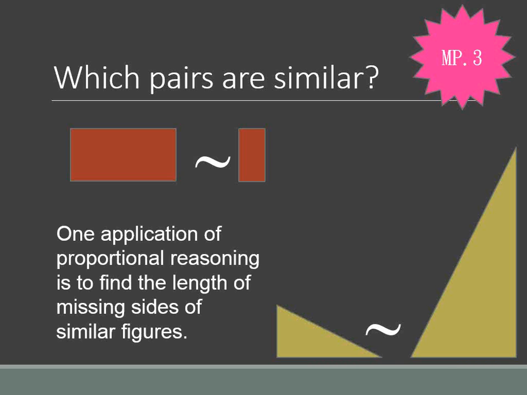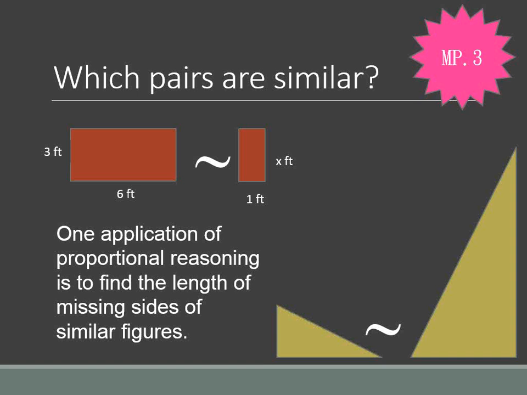Okay, so one application of proportional reasoning is to find the length of missing sides of similar figures. Now here is the information that was missing. If I tell you that these are similar by that symbol, and then you have these measurements, then you're able to use pairs that are built from corresponding sides to create your proportion.